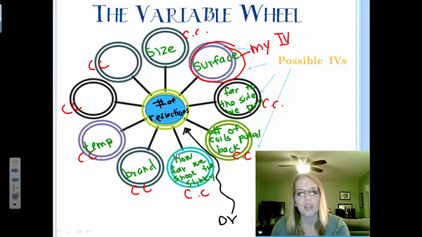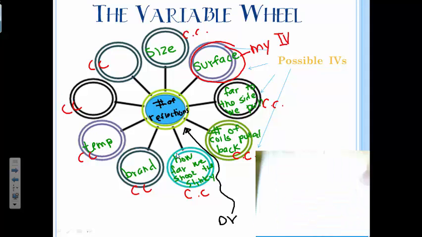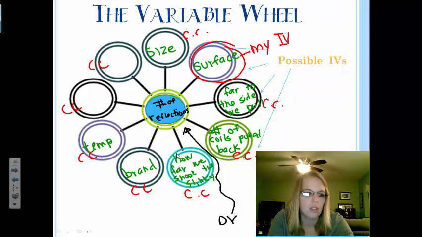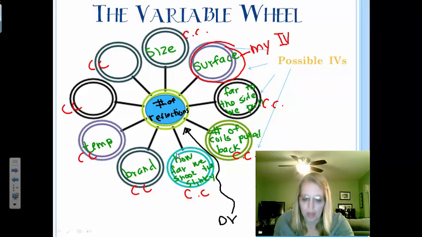So highlight the circle you want your IV to be in. I just put a little circle around it. But there should be highlighters out in your area. Highlight the one that's your IV and then write CC next to the rest. Okay, so now, if you didn't grab one already, grab one of these. It is your experimental design diagram. So I'm going to fill some of this out with you. Okay?